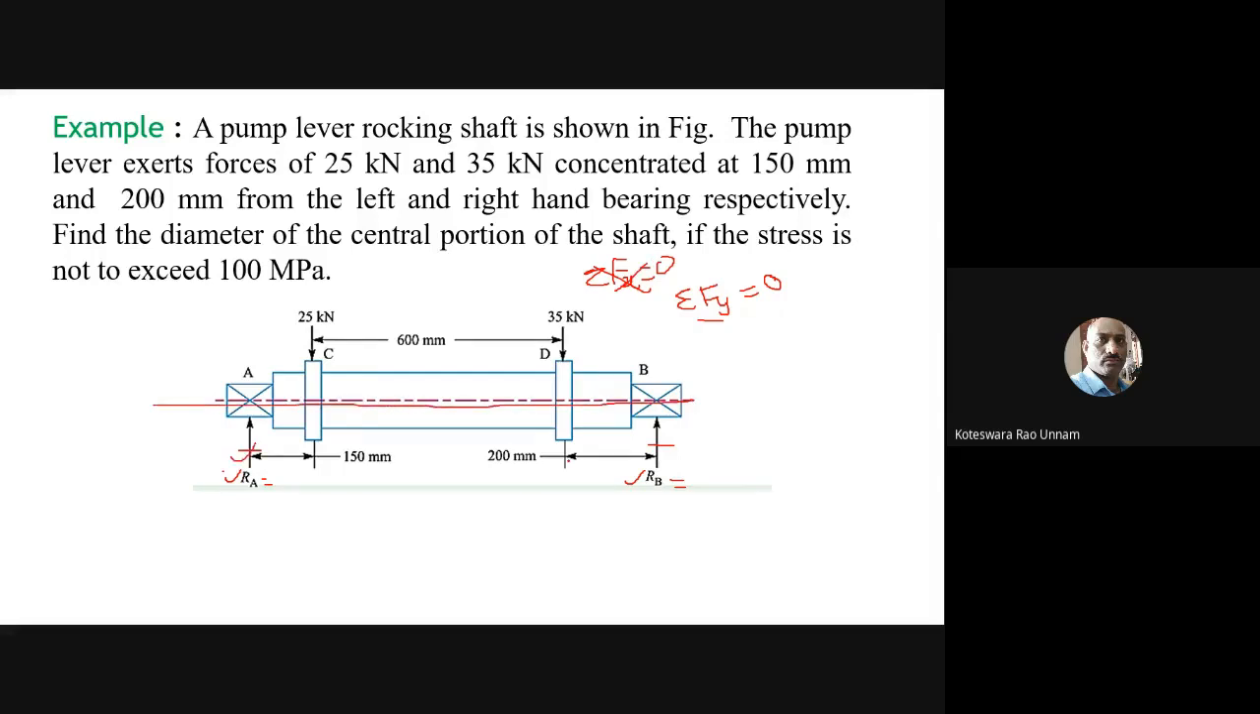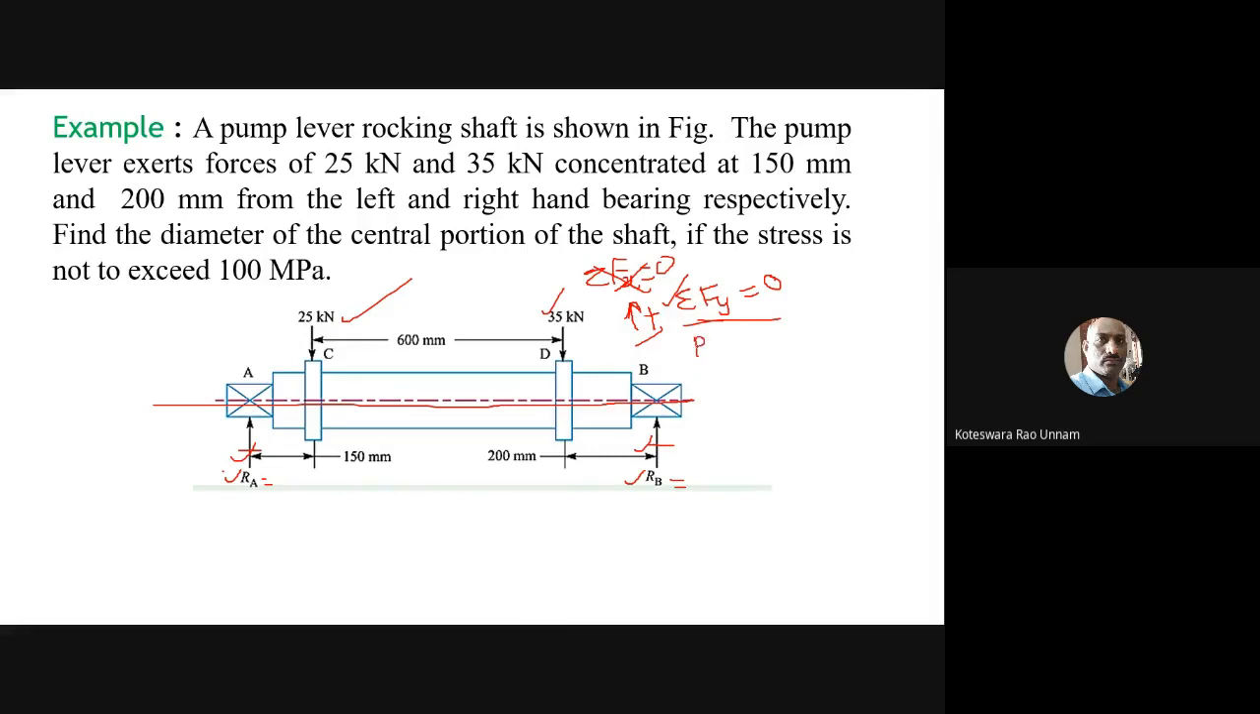I only have two reactions, RA and RB, acting in the upward direction, and two applied forces, 25 kilonewtons and 35 kilonewtons, acting vertically downward. That's why I will use this equation. The sign convention I will follow is to take the upward direction as positive. If the force is acting upward, I take it as positive, and obviously if the force is in the downward direction, it is negative. Now if I apply this, what do I get?